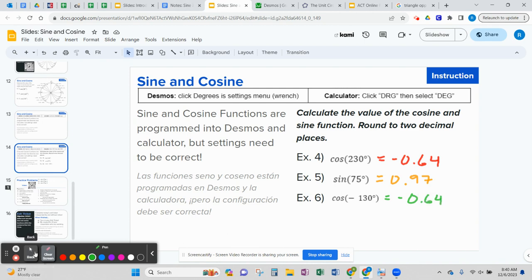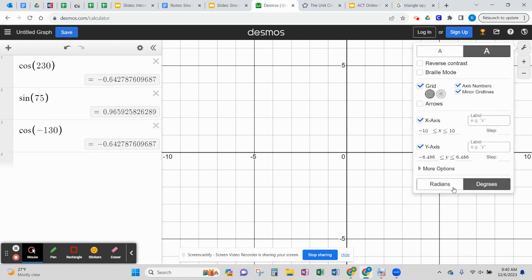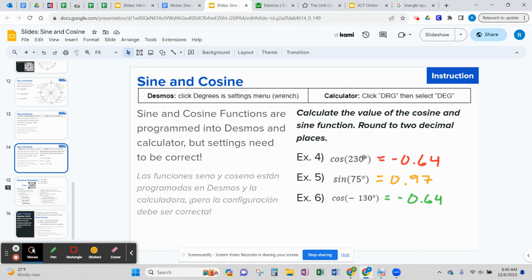Now, again, I want to stress the importance. If you have this setting in the wrong thing, notice how if I click on this wrench and change this to radians, all of my sine and cosine values have changed. We want to make sure that for today's purposes, we're operating in degrees, because that is how all of our angles are specified in our problems: 230 degrees, 75 degrees, negative 130 degrees.